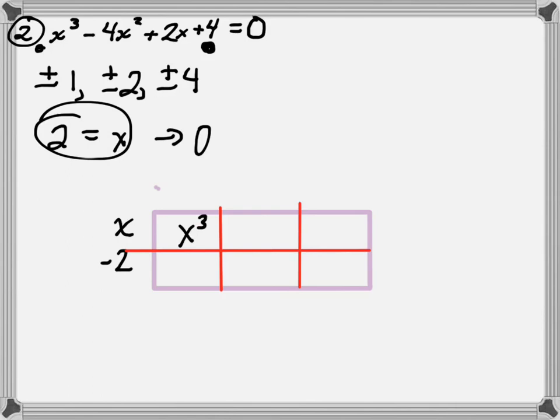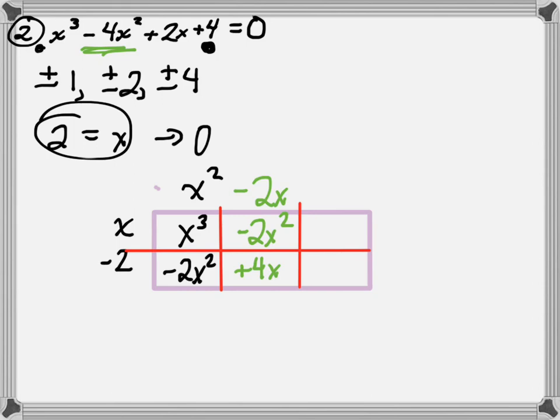So x cubed divided by x gives me an x squared. X squared times negative 2 is negative 2x squared. For my next spot, which is at negative 4x, I need to add in a negative 2x squared. So negative 2x squared divided by x gives me negative 2x. Negative 2x times a positive 2 gives me a positive 4x.